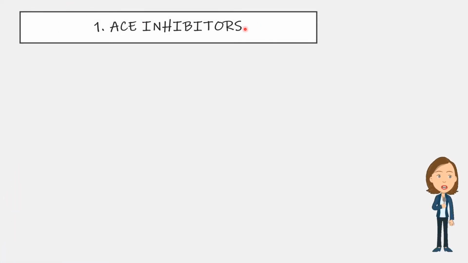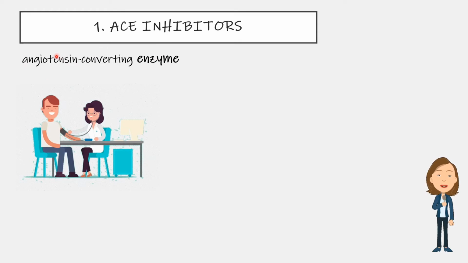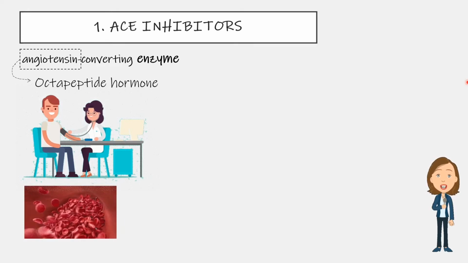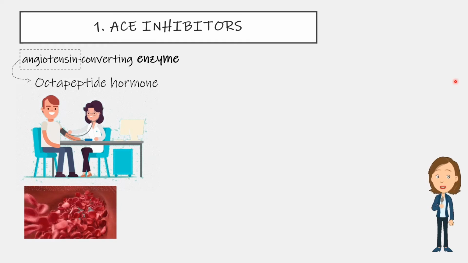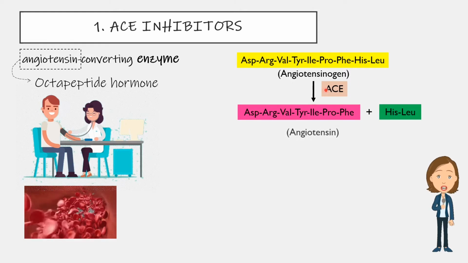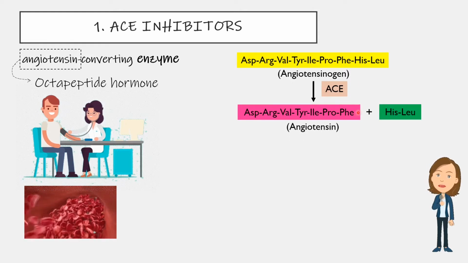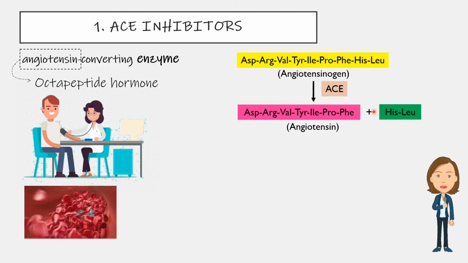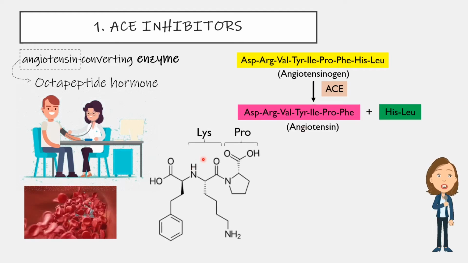ACE inhibitors, or angiotensin-converting enzyme inhibitors, are famous antihypertensive medications and are good for congestive heart failure. Angiotensin is an octapeptide hormone which is involved in blood pressure regulation. The goal of an ACE inhibitor is to block the conversion of angiotensin I into angiotensin II, which can control blood pressure but may cause dry cough, angioedema or hyperkalemia. Here we can see the structure of an ACE inhibitor.